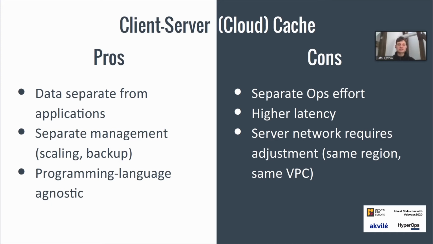From the downsides, we need some separate ops effort, or we need to pay for the cloud solution. Definitely you have higher latency than embedded cache. And you need to think about your infrastructure configuration. And let me comment on this. If you set up your on-premise cache server, then it's better if it's in the same local network as your applications to reduce the latency.